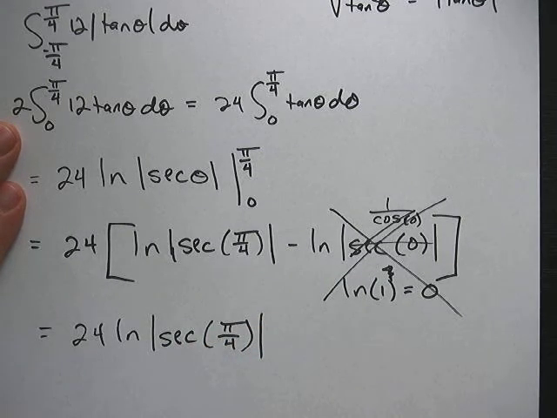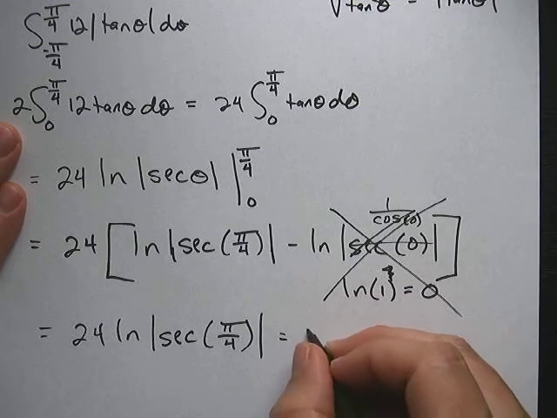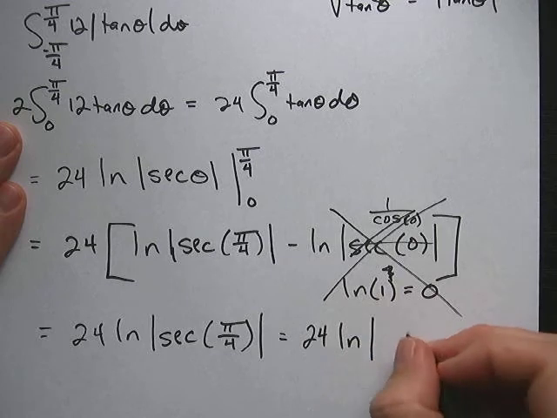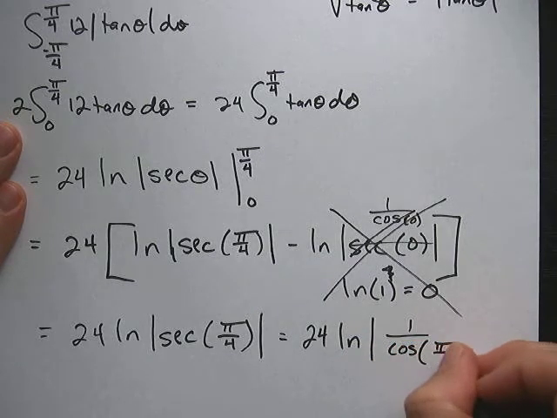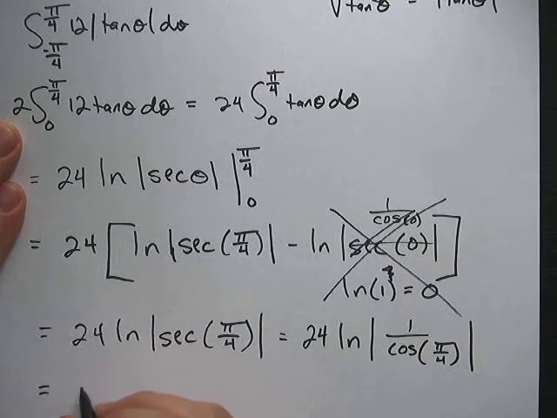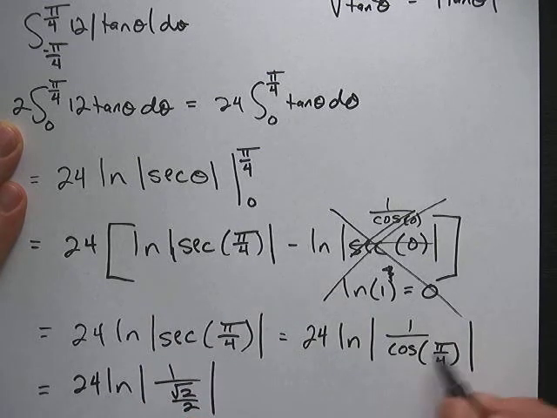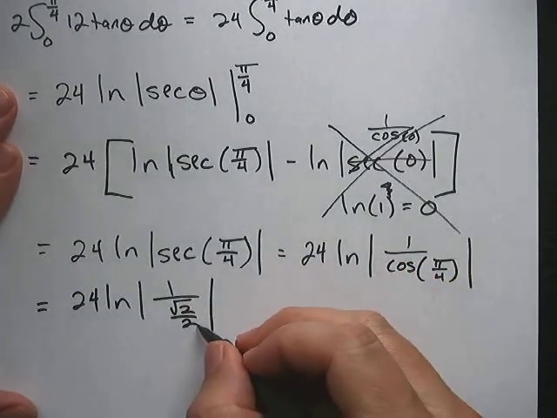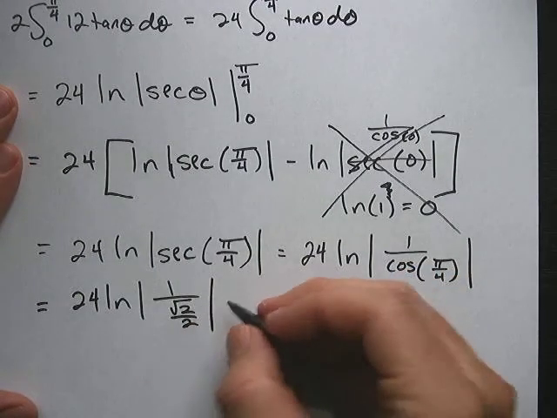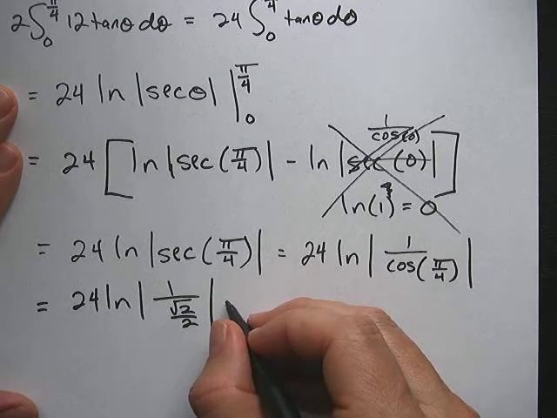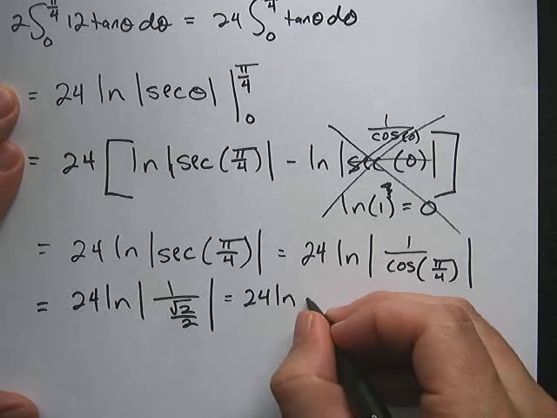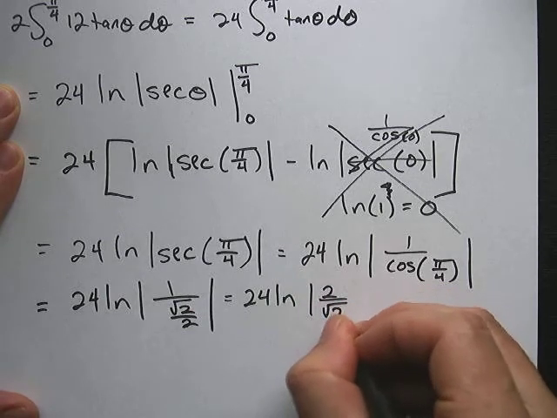Okay, now what is secant of pi over 4? Well, we could think of it in the same way we did on the other one. Say, well, that's 1 over cosine of pi over 4, right? And what is cosine of pi over 4? Well, that's root 2 over 2. So 24, let's write that down, ln of 1 over cosine of pi over 4, which is 24 ln absolute value of 1 over root 2 over 2. That's the value of cosine of pi over 4. If we fix this, we put the 2 on top, flip it, and multiply, it'll give us 2 over root 2. So that's 24 ln of 2 over root 2.